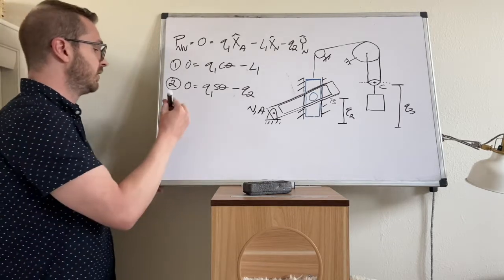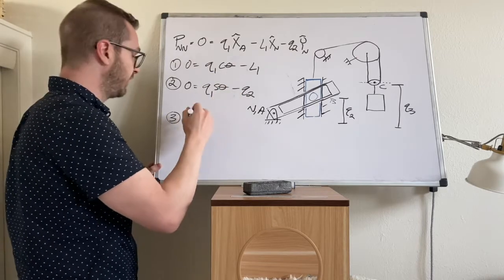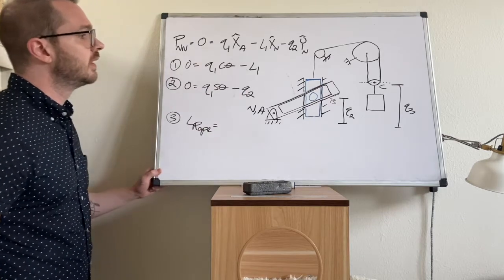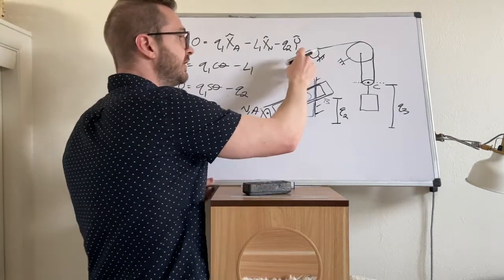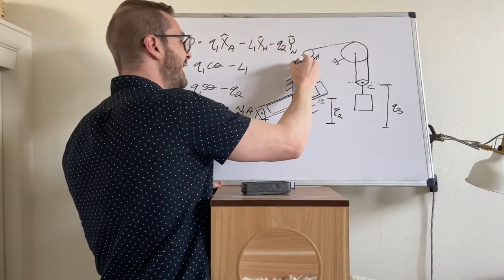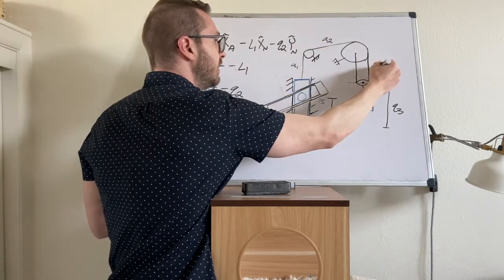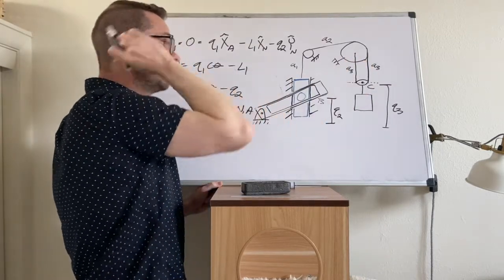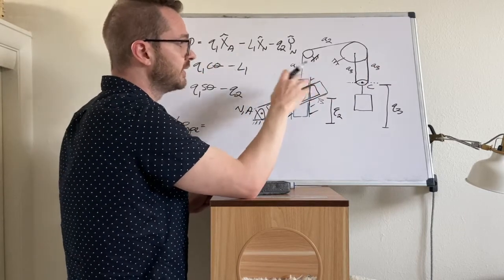So equation number 3, first of all, we're going to say that the length of the rope is constant. Next, what is the length of the rope? I like to go through and just call out the pieces of the rope. Let's call these pieces A's. So here's A1, A2. Now recognize that this is A3, and I specifically made this problem such that it was A3 on both sides.